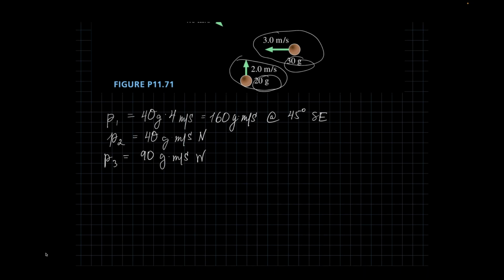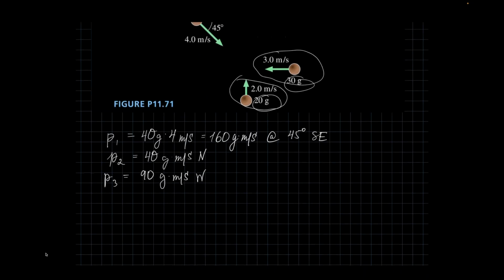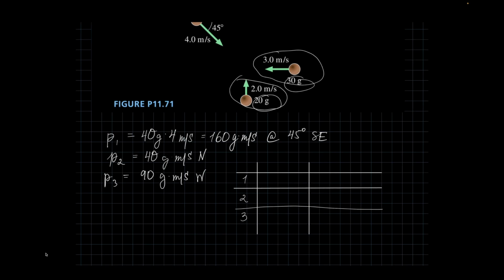Then I'm going to put them all in a table. For x and y components, I'm going to separate them. Ultimately, this is just solving for vectors. Welcome to semester 1. The first one is angled. The second one is north. The last one is west.